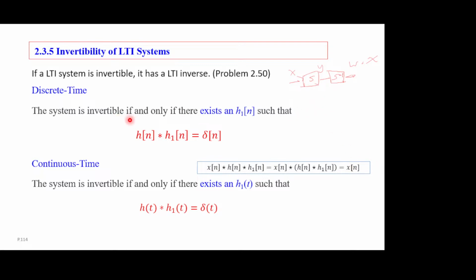So we prove the if direction, right? We prove that if h convoluted with h1 equals delta, then they are the inverse of each other, also because of commutativity. So h1 will be an inverse of h, and because it is commutative, h will also be an inverse of h1. And for the other way around, the only if direction, we need to use this line up here.